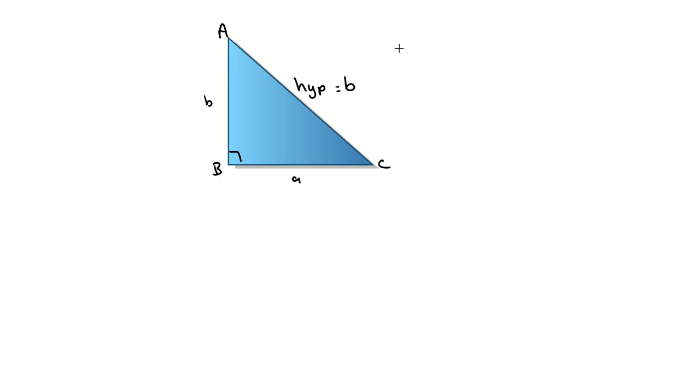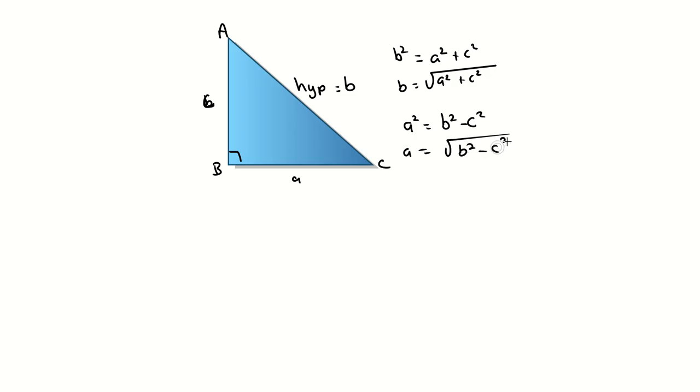For Pythagoras theorem, it would be b squared, which is your hypotenuse squared, is the sum of your other two sides squared. Hold on, this is C, sorry, C. This would be a squared plus c squared. And if you're trying to find b, it would be the square root of a squared plus c squared. Now, if they give you a side and your hypotenuse, and you want to find a, a squared would be b squared minus c squared, where a is equal to the square root of your hypotenuse squared minus one side squared. And that is how you would find this.